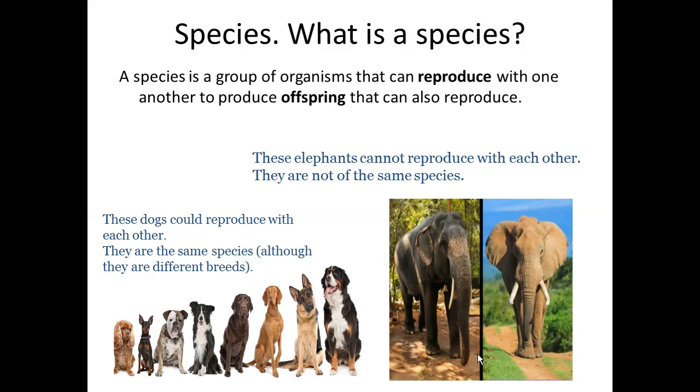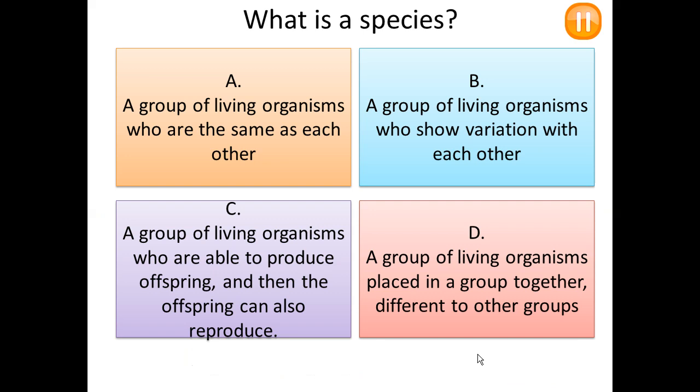Now again, a little task for you. The question is, what is a species? So please pause the video, go through the 4 options and pick one. Take your time to do that. We will check when you're ready. Okay, so the right answer is C. A group of living organisms who are able to produce offspring, and then the offspring can also reproduce.